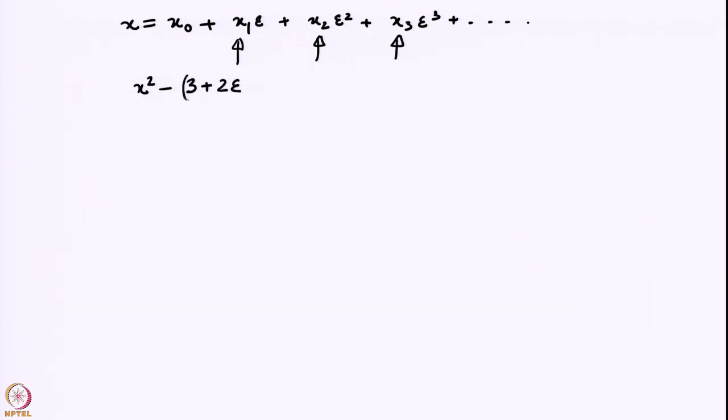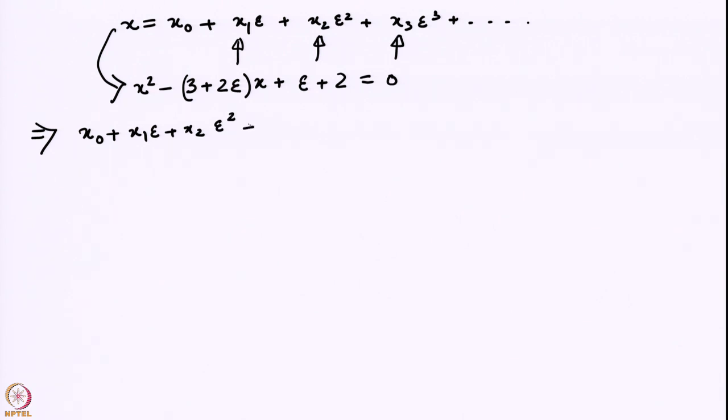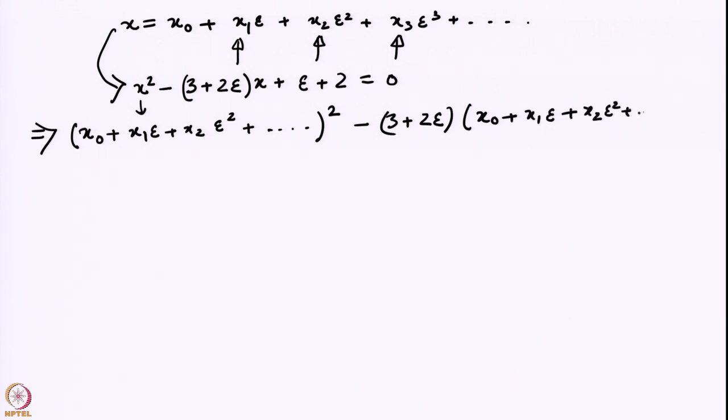I am just writing the equation in the old form. So we have to substitute it here. What do we obtain? We get x0. Remember that we know the value of x0, but I am keeping it symbolic here because it will make my algebra a little bit easier. So I will get x0 plus x1 epsilon plus x2 epsilon square. I will just go up to x2; you can go up to higher powers if you want. So this is squared. I am substituting. x square is just this term minus 3 plus 2 epsilon into again x0 plus x1 epsilon plus x2 epsilon square, plus epsilon plus 2 is equal to 0.